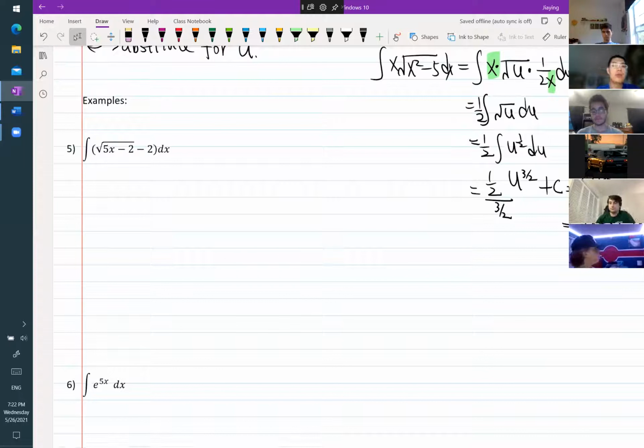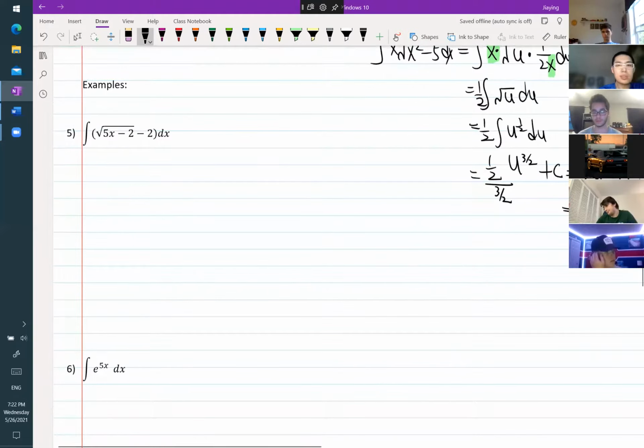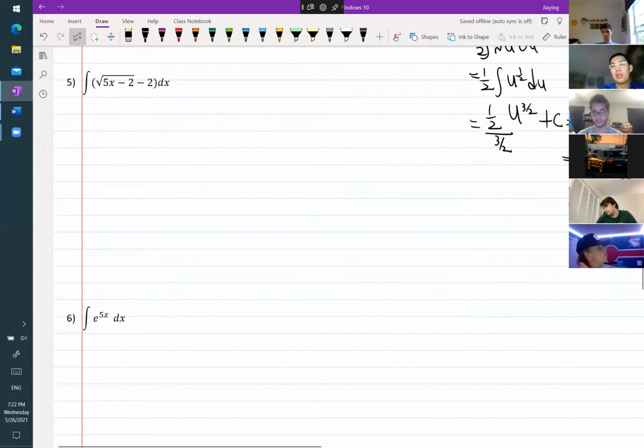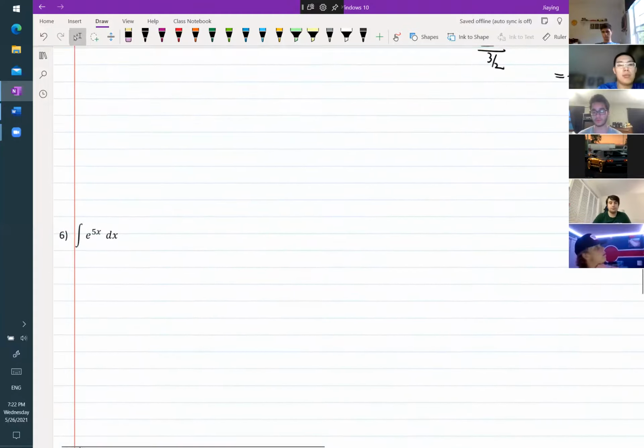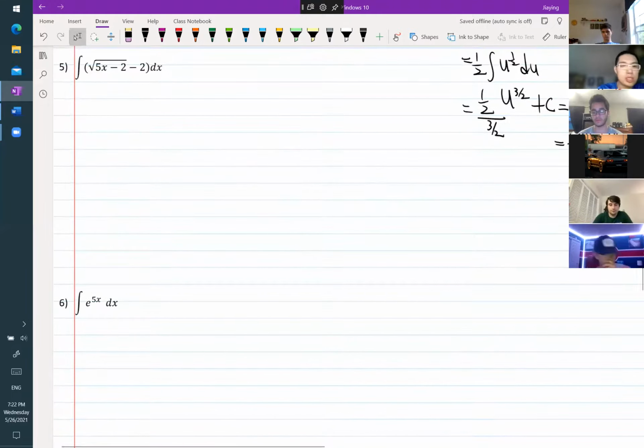All right, I'm not going to do example 5 I picked, because that's basically the same thing as the example I went through. I just have a -2, so you can just split the integral into two integrals and work on each part separately. So the second part doesn't really matter. I'm going to work on example number 6, where we're integrating e to the 5x dx. That's an exponent, 5x.